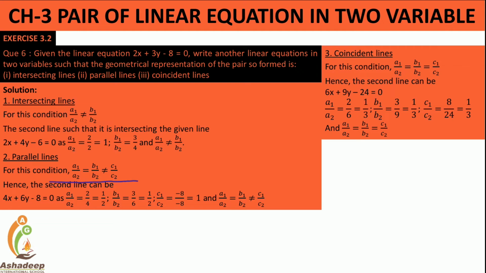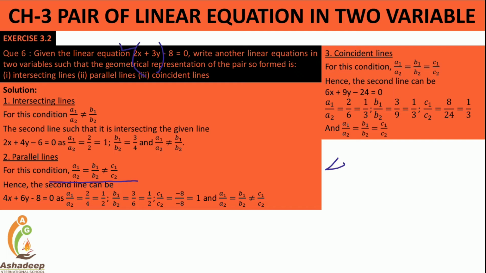Now see here, a1 upon a2 is equals to b1 upon b2, but is not equals to c1 upon c2. So you can do one thing here, you can just multiply the coefficient of x and y with any particular number. For example, I am going to multiply it here with the 2.